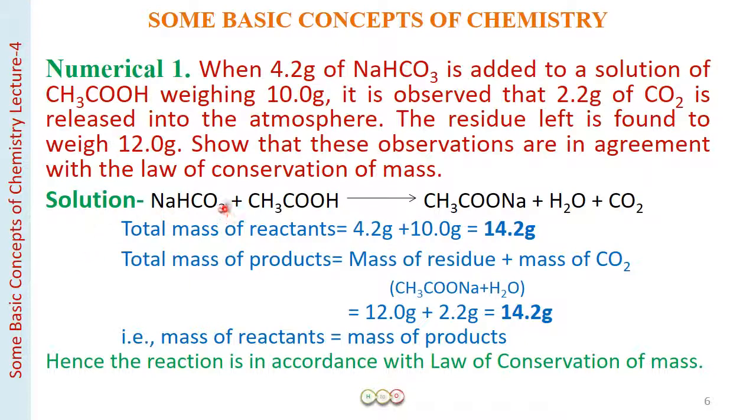Now in the reaction, sodium bicarbonate and acetic acid combine to form sodium acetate plus water plus carbon dioxide, right? So the total mass of the reactants, 4.2 plus 10, is 14.2 gram, and the total mass of the products is 2.2 of the carbon dioxide and 12 of the residue. The residue was sodium acetate plus water. So this also comes up to 14.2. Hence the mass of the reactants is equal to the mass of the products, and the reaction is in accordance with the law of conservation of mass. Fine.